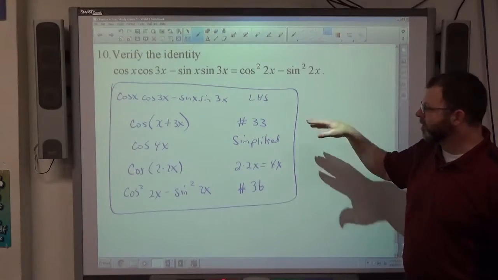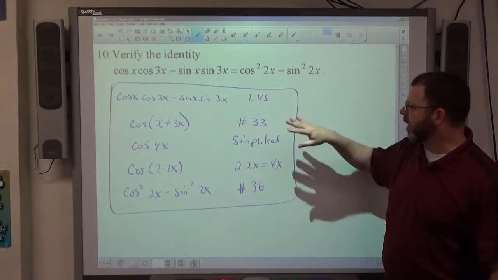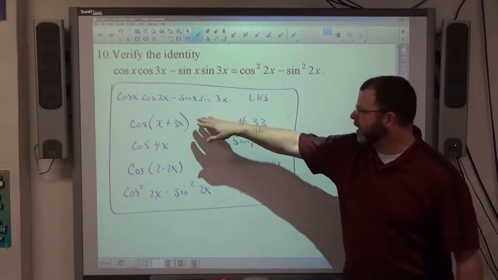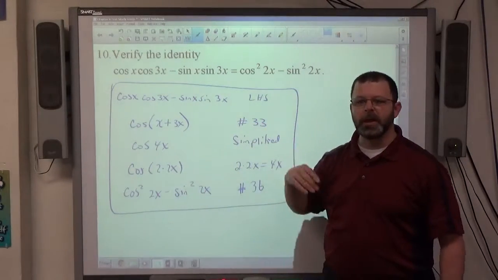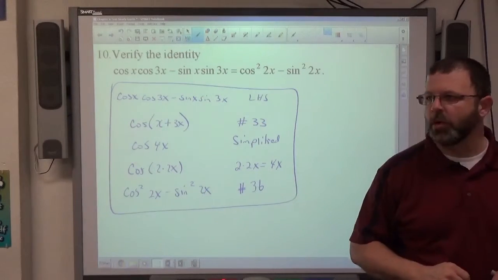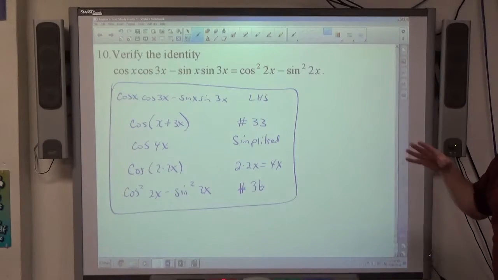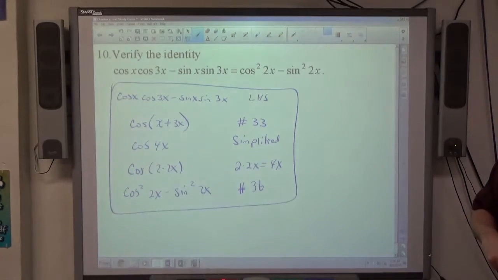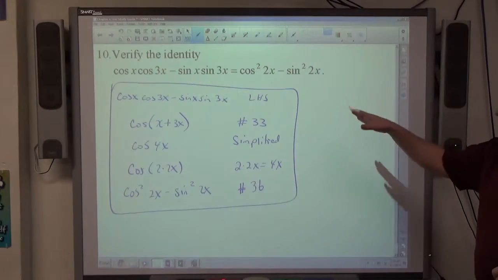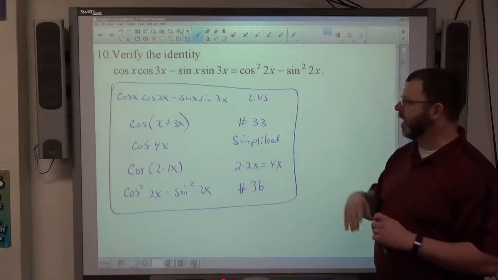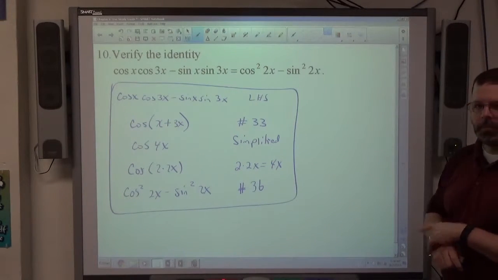So basically expect some sort of simplification maybe, and then some substitutions in the sum of difference identities and the double angle identities. Maybe the half angle identities will show up, but the whole idea here is you're going to stay in that 32 through 40 range. Simplifications and substitutions, that type of stuff will happen in a problem like number 10.